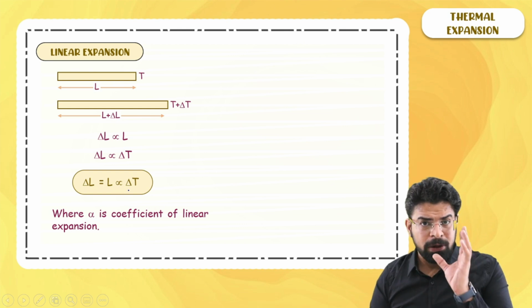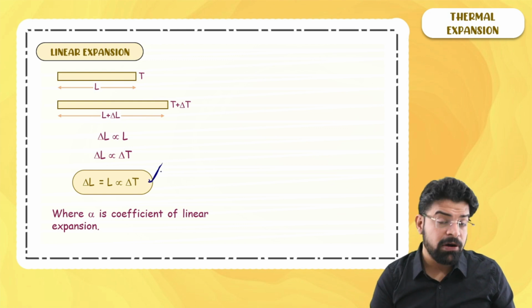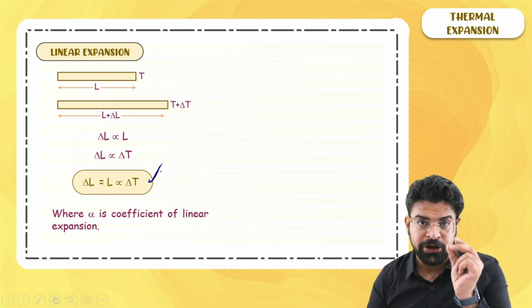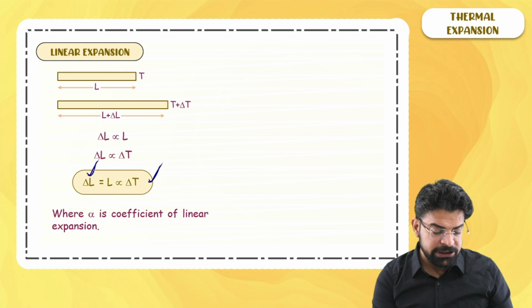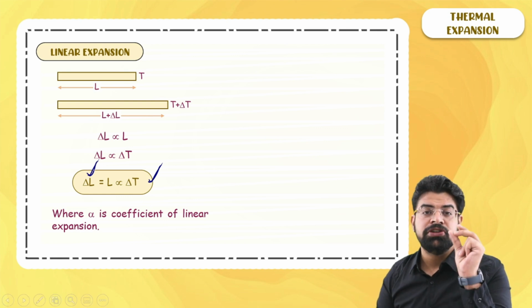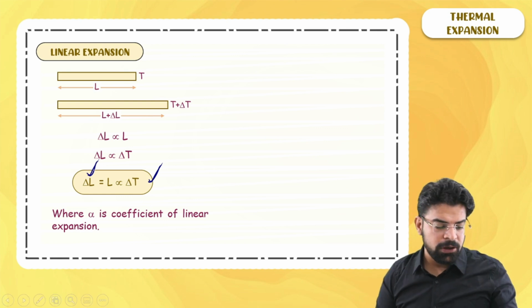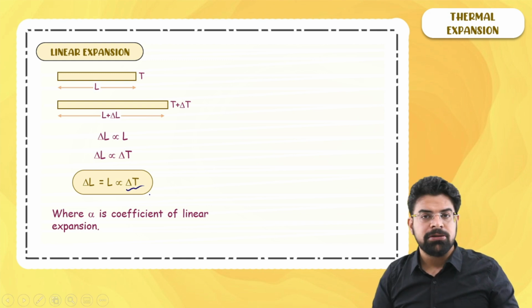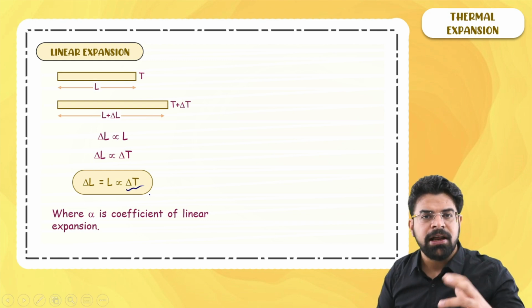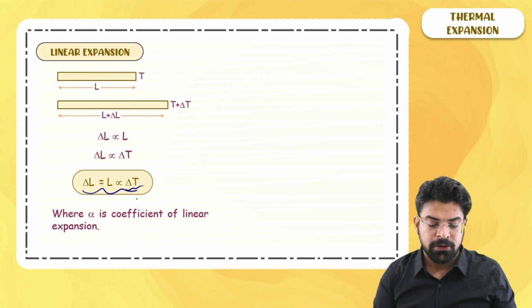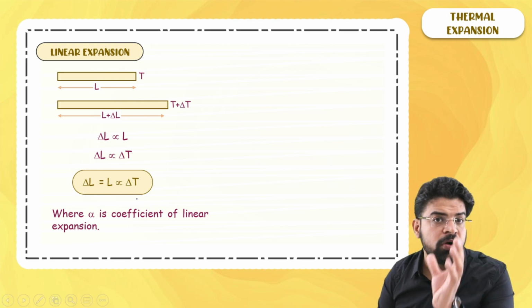Now remember one thing, this whole thing works only for a small change in temperature, because the type of change in length we are talking about is a small change in length. It's not that you are going to increase the temperature by 300 degrees centigrade and expect this formula to work, right? This formula works only for small changes in temperature.